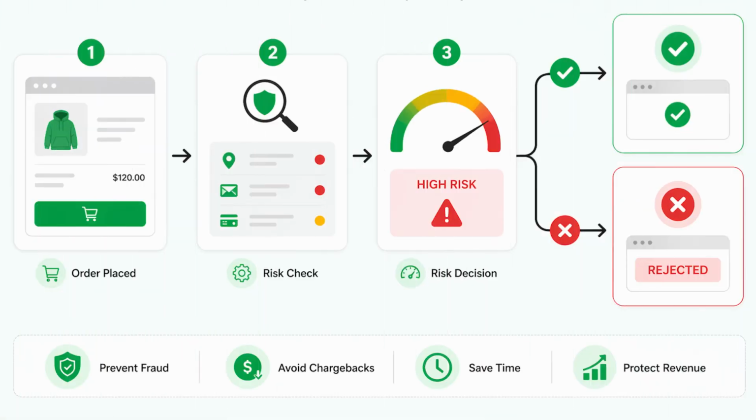Stop losing money to risky orders. Here's how to automatically detect and block them quickly. Once the first order is placed, risk checks are performed, and risk decisions are made like high or medium. Based on the risk level, the order is either approved if it is low or medium, or rejected if it is high. Let's see how to configure the settings using the Fraud Prevention plugin.